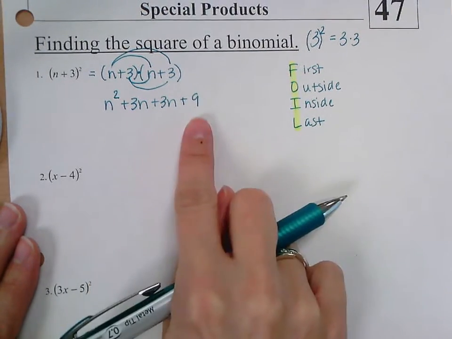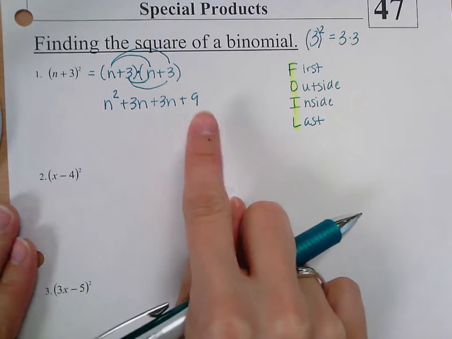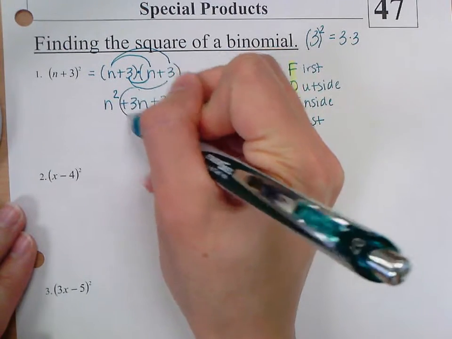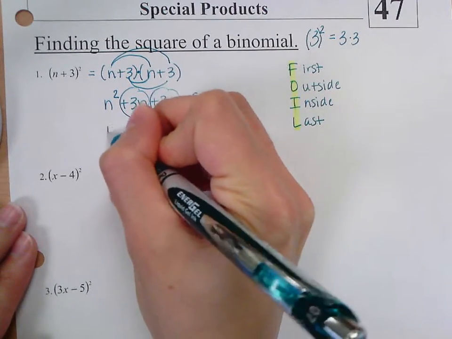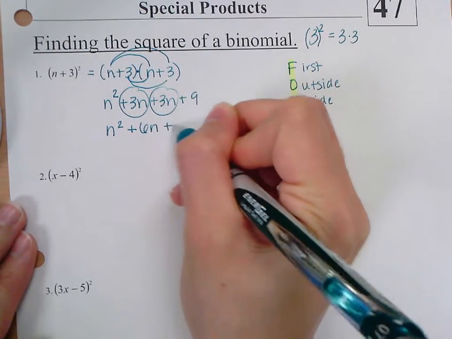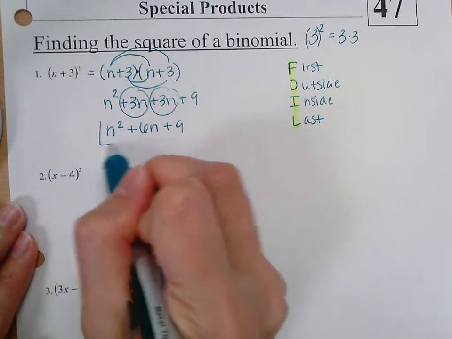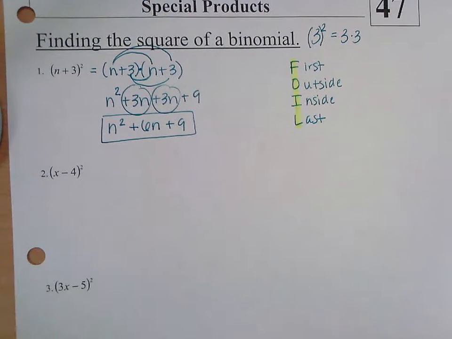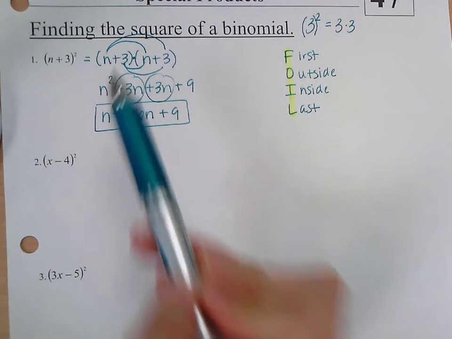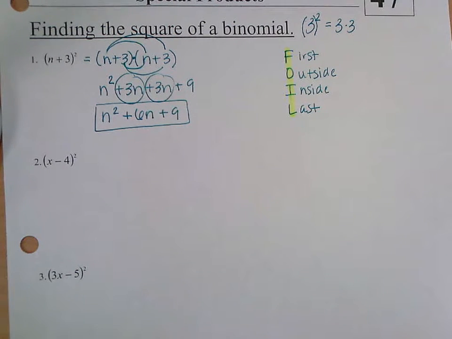And then just keep this in mind always. After you multiply, always check for like terms. Which terms are like terms? 3n and 3n. So I have n squared plus, if I add these together, that's 6n, and then plus 9. So you're just rewriting it into 2 binomials multiplied together, and you've done that already. The only new part is how it's written originally.